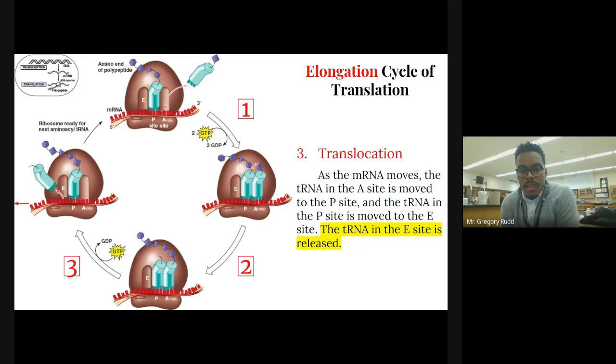So the tRNA that was in the A site is going to move into the P site. And the tRNA that was in the P site moves into the E site. So we've got this right to left movement. The tRNA in the E site is then going to be released. So that's why I always think that the E stands for exit. Of course, it really doesn't, but that's kind of how I remember it.